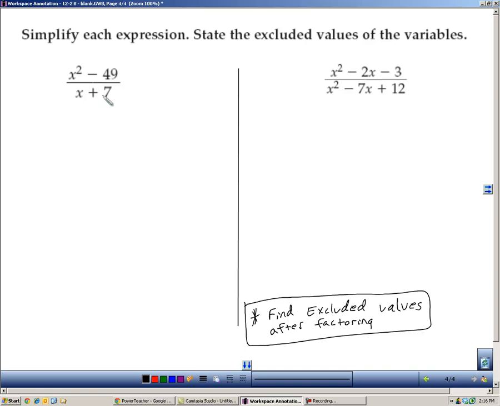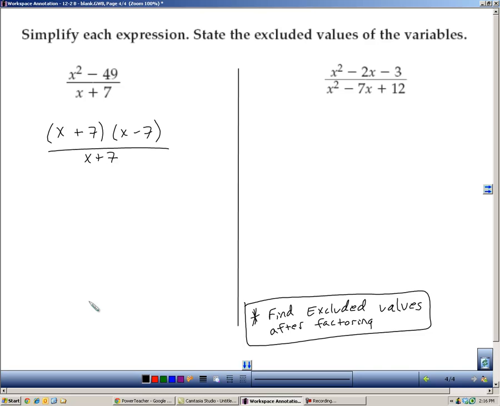I want to factor the top and the bottom first. So the top here, this is not a trinomial, it's a difference of squares. X squared comes from an x, and 49 comes from a 7. So we do plus 7 and minus 7, and that's over x plus 7.